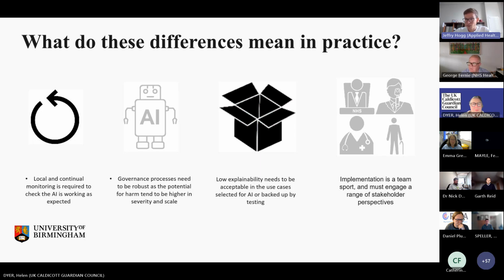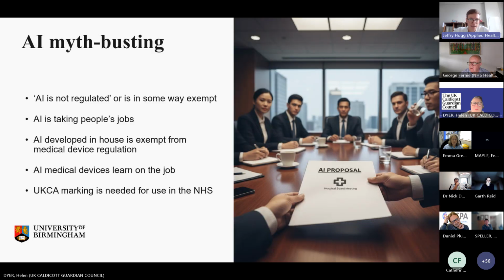One is that there's a need for local and continuous monitoring, because we need to know that it continues to be safe in this place. Just because it was safe once somewhere, that's not enough. We also need to make sure we've got robust governance processes that recognize the scale and level of risk associated with particular AI deployments and implement appropriate oversight. There needs to be quite a bit of thought about whether a lack of explainability is an issue for certain use cases and if there's a way to deal with that. And then it's really important that it's a team sport and that various stakeholders are heard as AI technologies are implemented and come along as part of the journey. If we could go to the next slide, please.